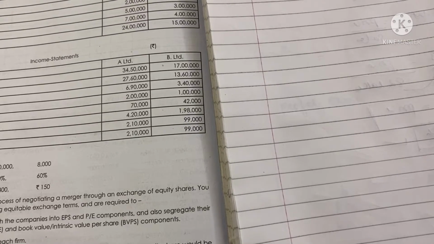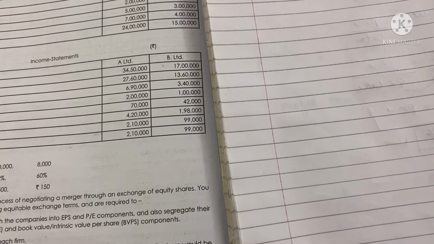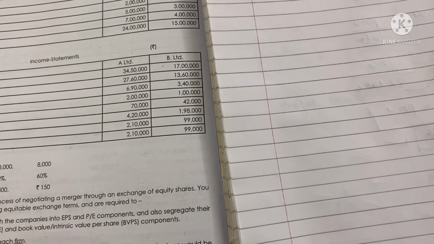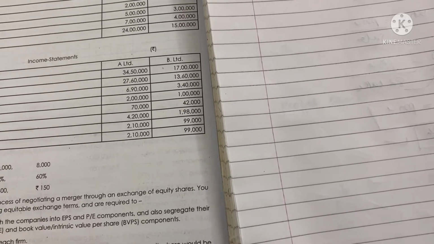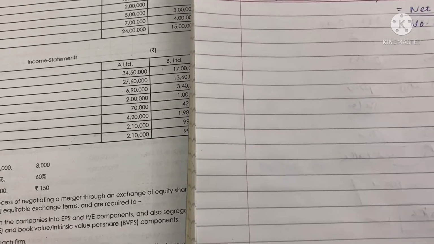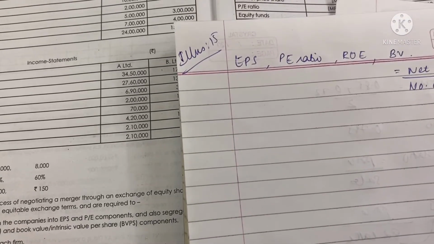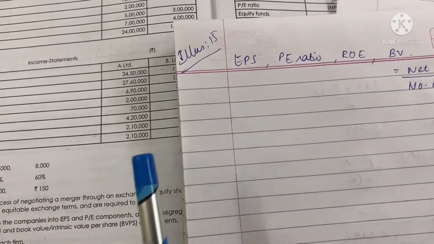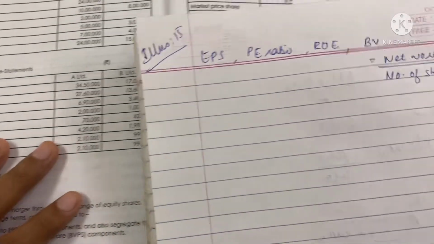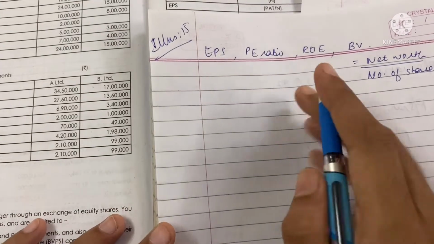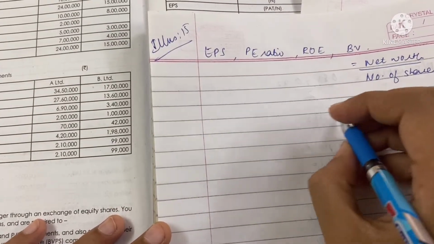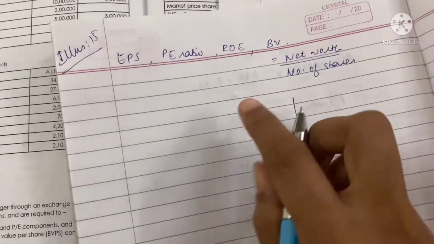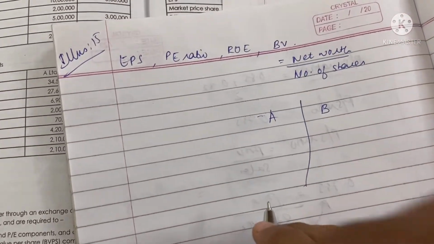In the first part, they have asked us to decompose the share prices of both the companies into EPS and P/E ratio, and also segregate EPS figures into return on equity and book value per share. So how would it be calculated? We'll first write all the required data which we have. There is A Limited, and B Limited.